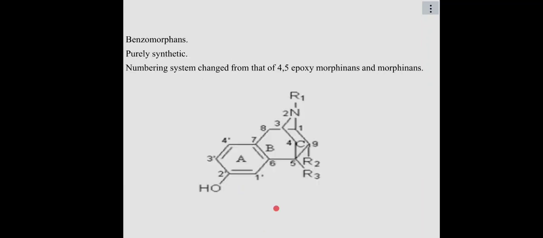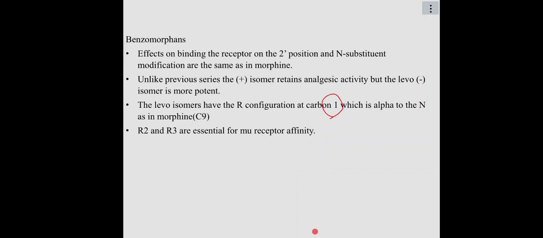So again, we go back. Remember, as I said earlier, this was carbon 9 in the morphinans and even in morphine and analogs. So there is still retention of R configuration at position 1 because it is the same as carbon 9 in the other drugs. We're only emphasizing that although we have removed some of the groups, the requirements for interaction with the opioid receptor for analgesic activity are still maintained.